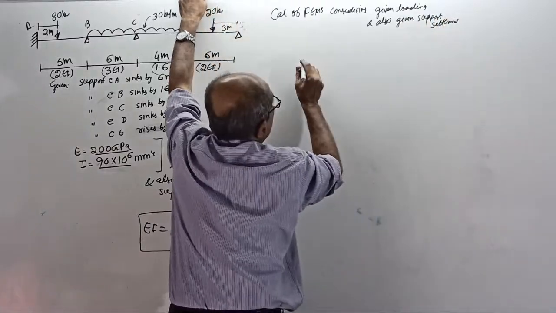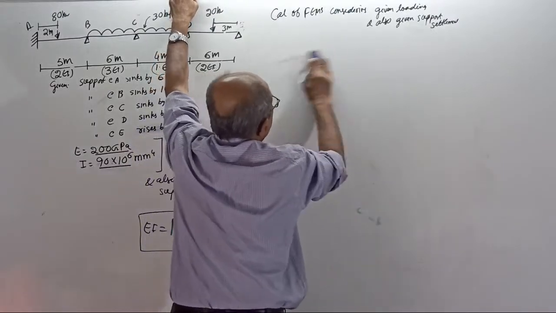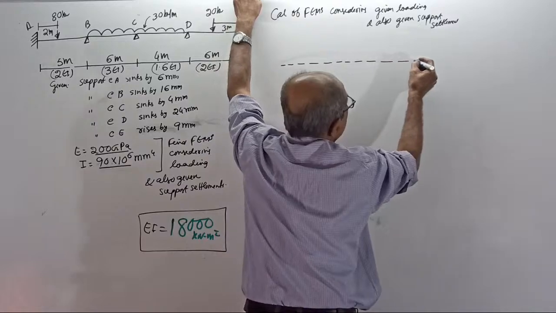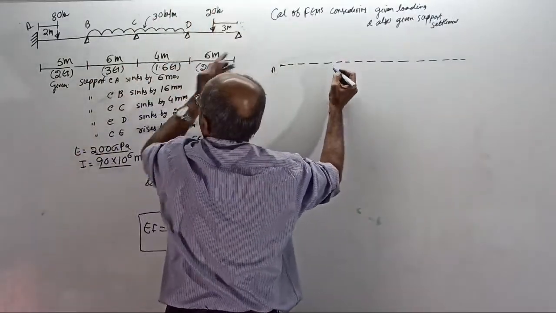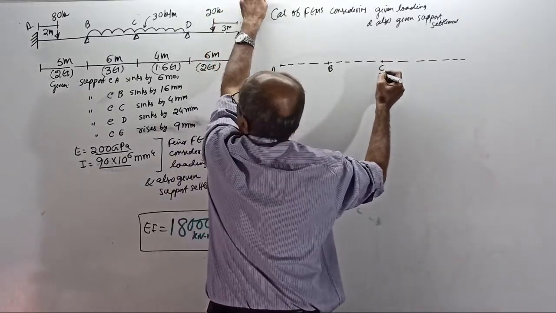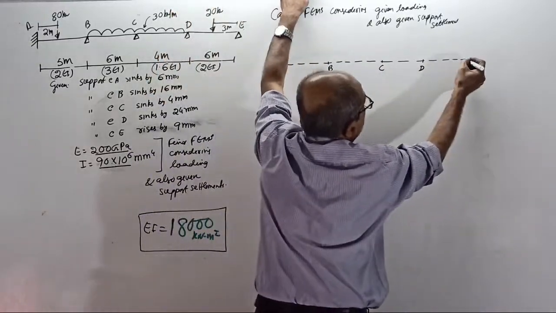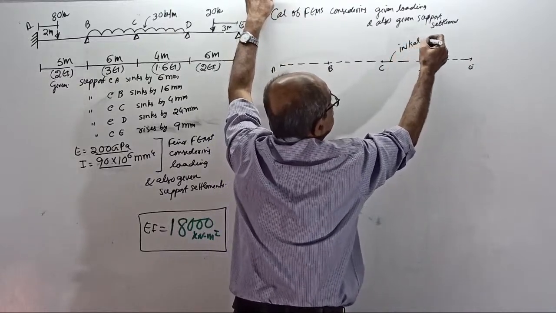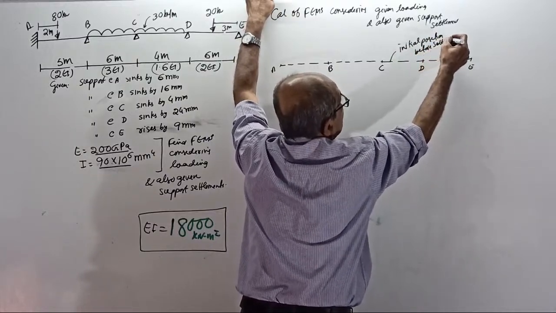Start. First draw a line. You write the initial position, before settlement, what is the situation? Now, this is A, this is B, 5 meter, this is B, C is 6 meter, D is 4 meter, E is at another 6 meter. This is the initial position before settlement of supports.